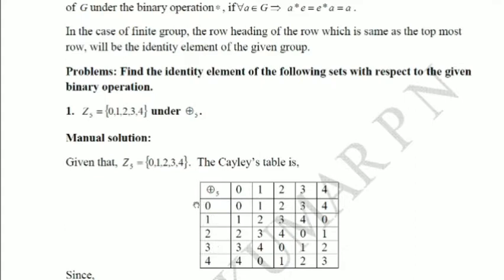Remember, this is the first row, second row, third row, fourth row, fifth row. These are row headings. 0 is the row heading of this, 1 is the row heading of this, 2, 3, and 4 are the row headings. These are the column headings: first column heading, second column heading, third, fourth, fifth. Right?